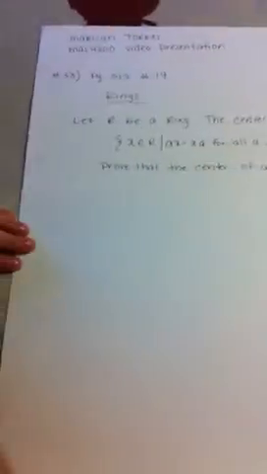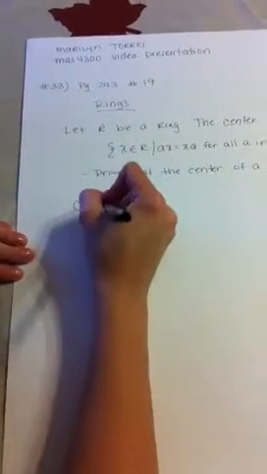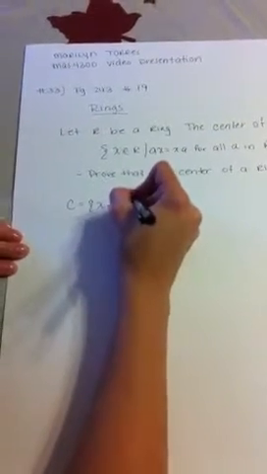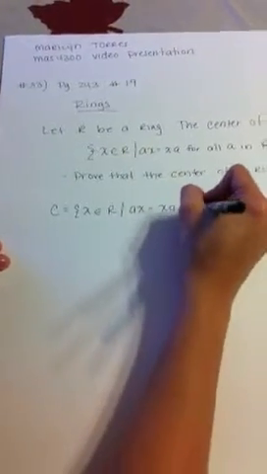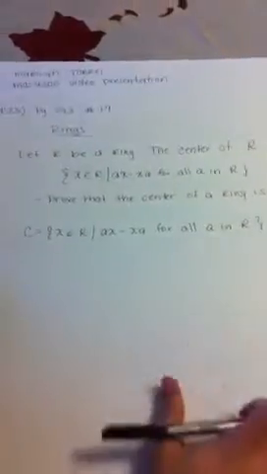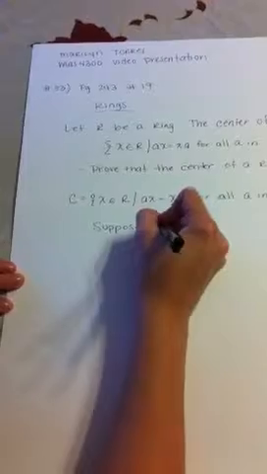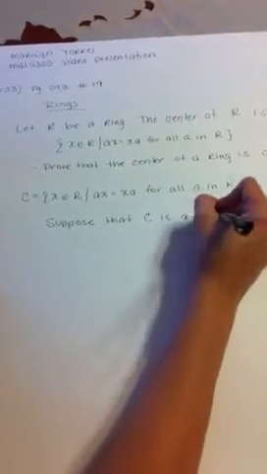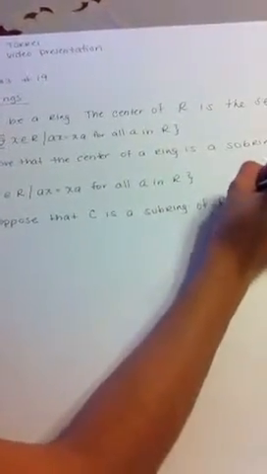The first thing that we're going to do is label our set C to distinguish it as the center of our set. So C is the set of X belonging to R such that AX equals XA for all A in R. Now we have to suppose that C is a subring of R.